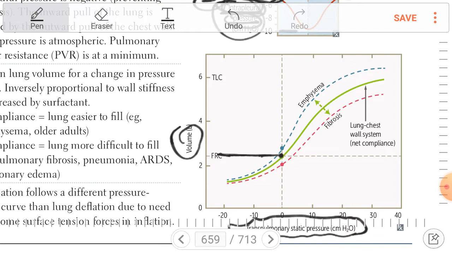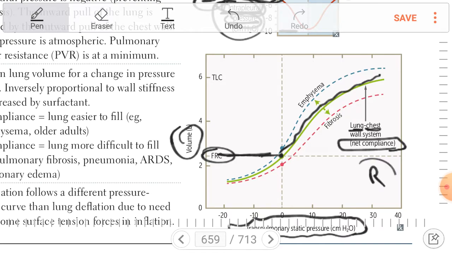This is the normal curve. This is the lung's tendency to collapse and the chest's tendency to distend, to expand. So this is net compliance, and this is the functional residual capacity. So restrictive disease begins with the letter R. Any restrictive disease will make this curve go to the right. So restrictive, to the right.